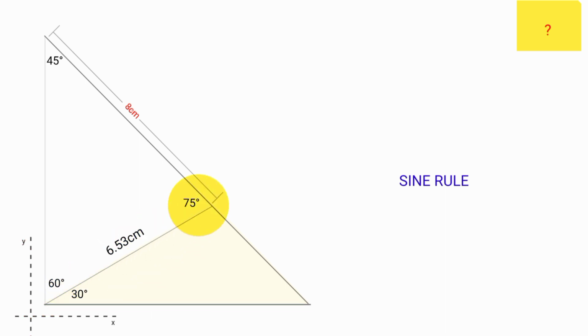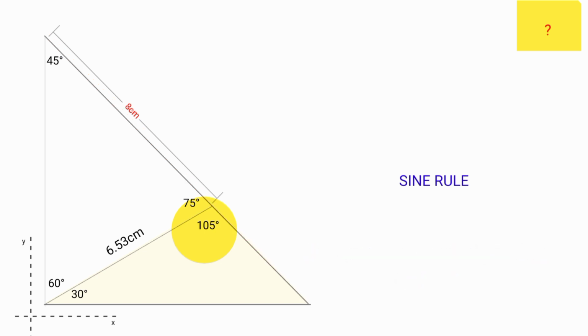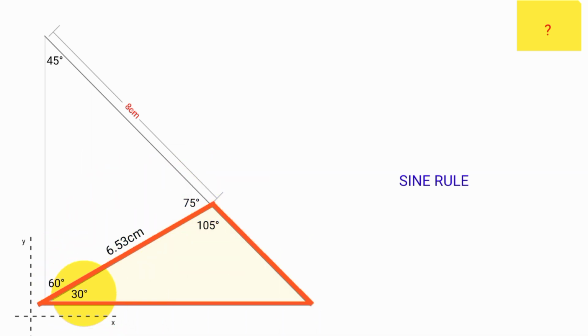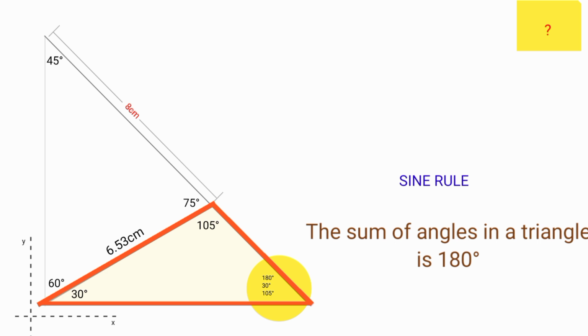And here, if you look, this angle and this angle here are lying on the same straight line. And we know that the angle on a straight line is 180 degrees. So since this is 75 degrees, this must be 180 degrees minus 75 degrees, which is 105 degrees. Now from this triangle here, since this is 30 degrees and this is 105, this must be 180 degrees minus 30 degrees minus 105 degrees, because the sum of angles in a triangle is 180 degrees. 180 degrees minus 30 degrees minus 105 degrees is 45 degrees.